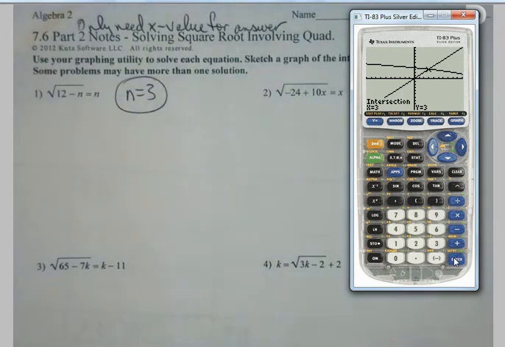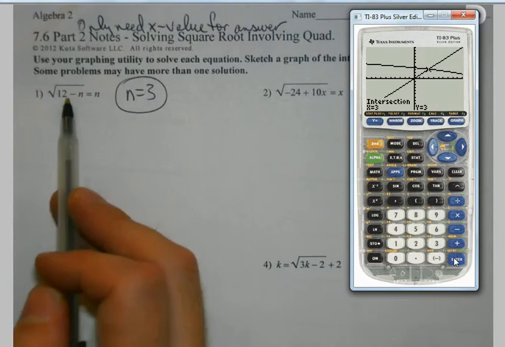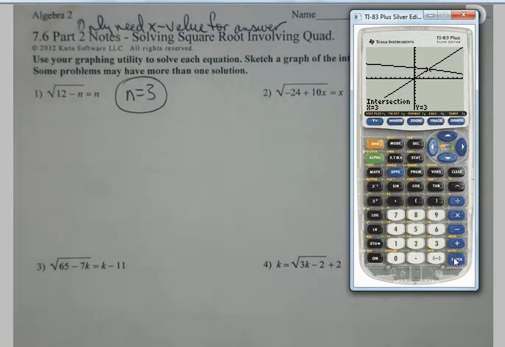So here, my n value would equal 3, and that's pretty easy to check even. Square root of 12 minus 3 is 9. Square root of 9 is 3. Okay, I'm good. I'm done. So you're like, ooh, I don't even have to show work on this.